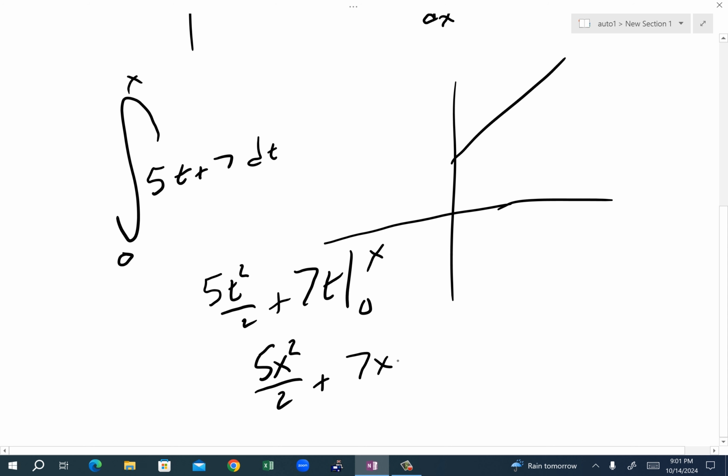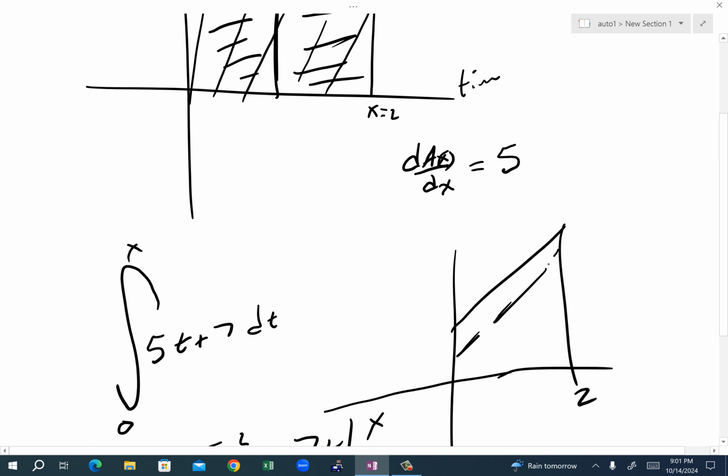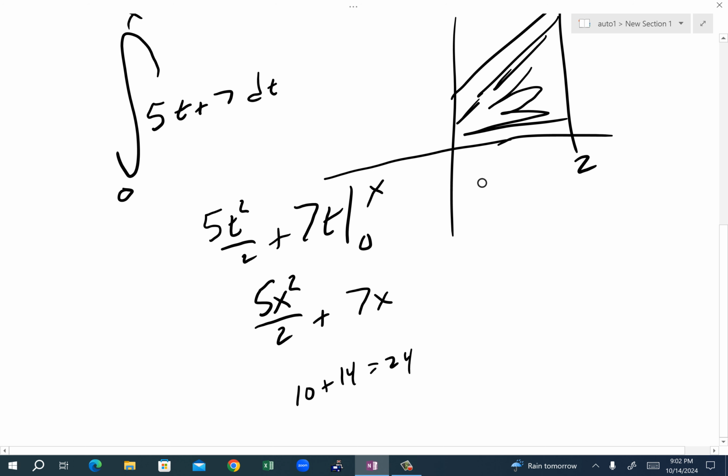Okay, and then let's say I said to you, hey, in 2 seconds, where are you? Or, how far have you gone? I don't know. 20 divided by 2 is 10, plus 14 is 24. So in the first 2 seconds, we will have traveled 24 meters. Okay, that's cute. So again, this is your area function. Well, what's the derivative of your area function? It's going to be 10x over 2 plus 7, or in other words, 5x plus 7. It undoes it.